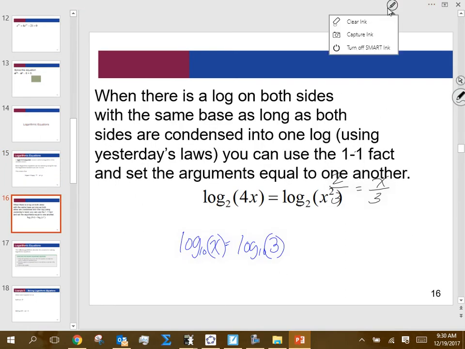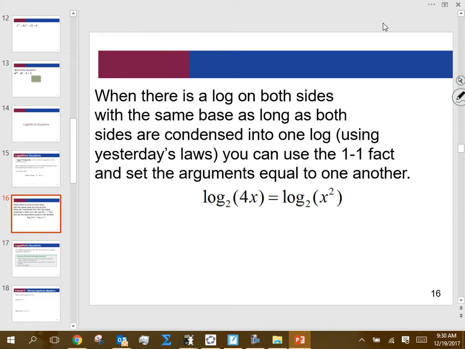So when you see questions like this, the only way you can apply this is if on the left-hand side you only see the word log one time, and on the right-hand side you only see the word log one time. If you had multiple logs on the right-hand side or on the left-hand side, you'd have to condense those using your laws first before you could apply this. But since that is identical to that, what can I say about 4x and x squared? They're equal. Okay, so 4x equals x squared. Now, is that something I can solve?